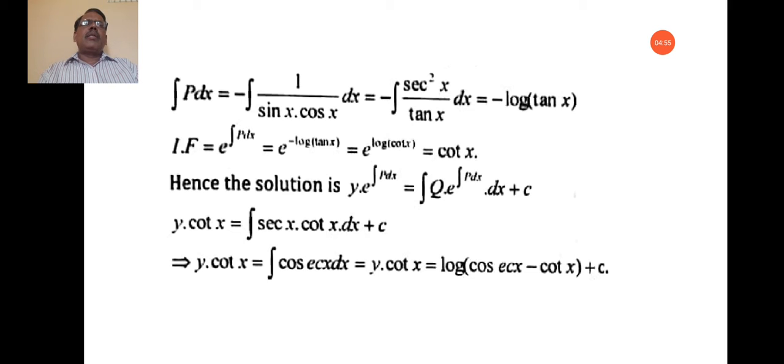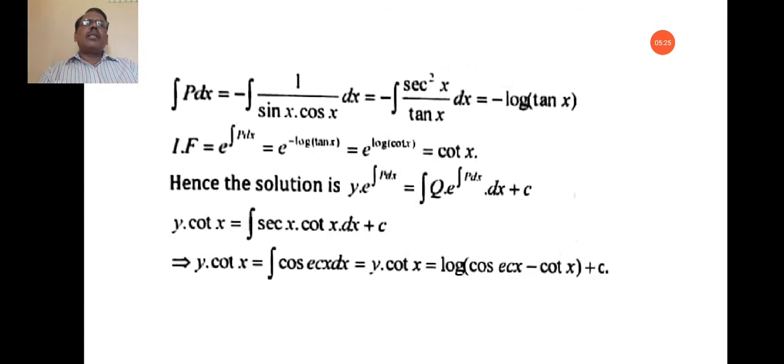Hence we have to write the solution of the given differential equation. So y into integrating factor is equal to integral of q into integrating factor dx plus c. So y into integrating factor, cot x, is equal to integral of, so what is the q, secant x into integrating factor cot x dx plus c.